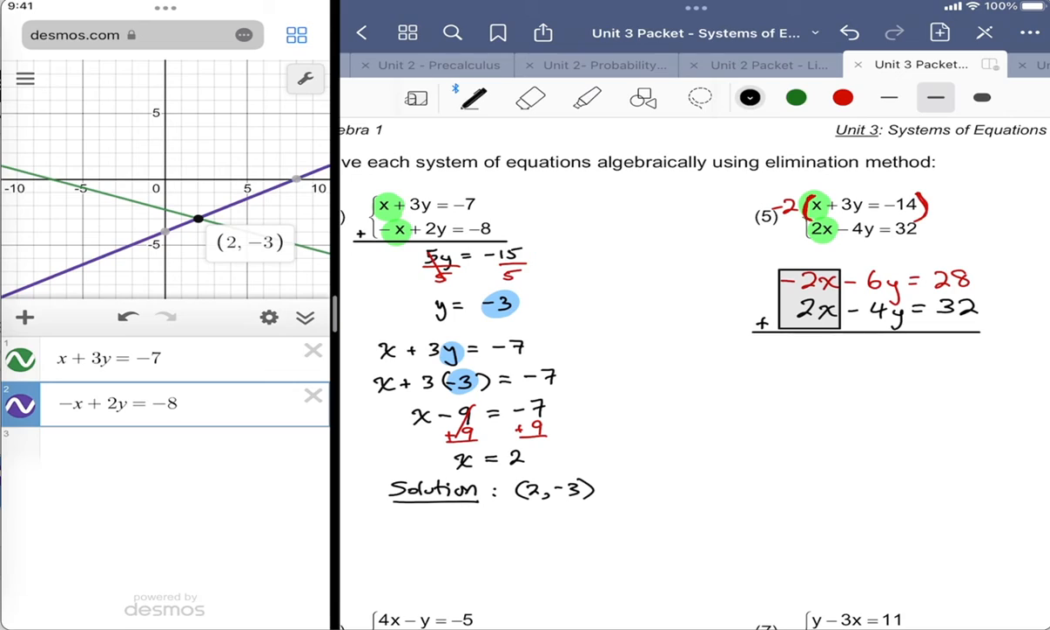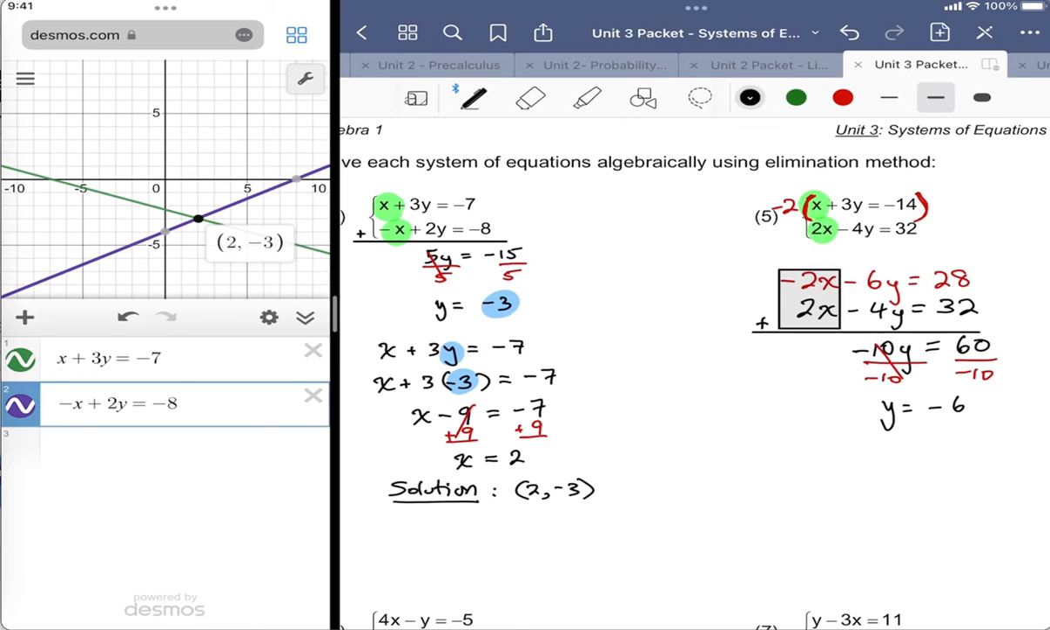Negative 6 minus 4 is negative 10. So negative 10y is equal to, this is going to be a 60. See, again, down to one equation with one variable. All right, so I want to get the y alone, division property of equality, divide by the negative 10, and I get y is equal to negative 6. All right. So I have my y value.